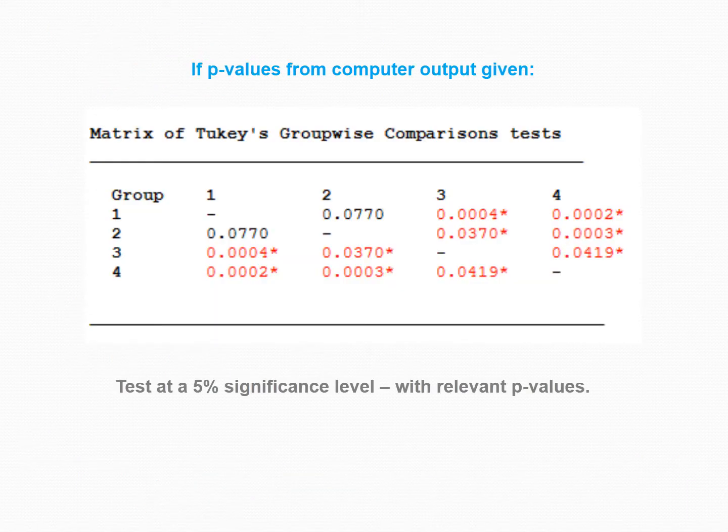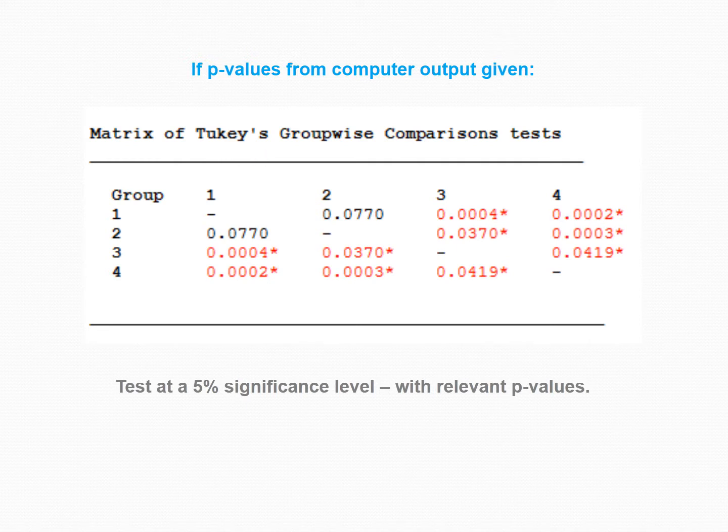If a question asks you to conduct a post-hoc test using the relevant p-values, then you can use the exact p-values from the computer output. Then you don't need to estimate it from your Q tables. There's two group-wise comparisons test p-values on your computer output, so just make sure that you use Tukey's group-wise comparisons test table and not Scheffé's, since the test statistic that we use in the post-hoc test are Tukey's test statistic.